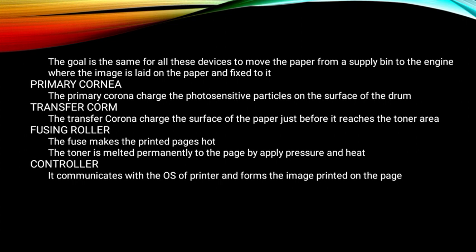Primary corona. The primary corona charges the photosensitive particles on the surface of the drum. Next, I am going to the transfer corona. The transfer corona charges the surface of the paper just before it reaches the toner area. Fusing roller. The fuser makes the printed pages hot. The toner is melted permanently to the page by applied pressure and heat. Controller. It communicates with the OS of the printer and forms the image to be printed on the page.